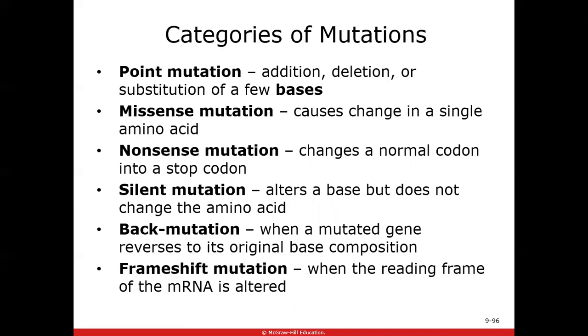A silent mutation alters a base but does not change the amino acid. Then you have a back mutation, when the mutated gene reverses to its original base composition. Then you have a frameshift mutation, when the reading frame of the messenger RNA is altered. Definitely know this slide and the different categories of mutations.